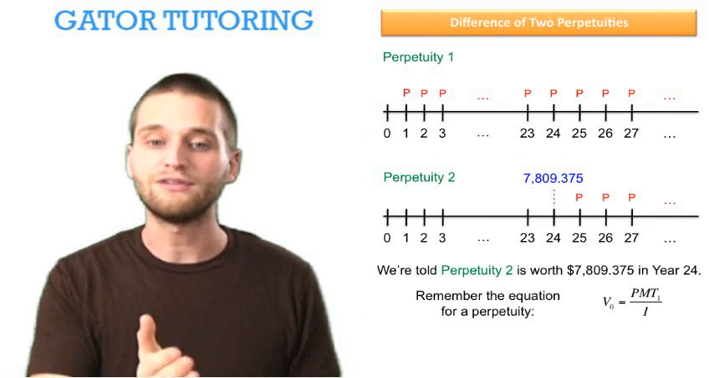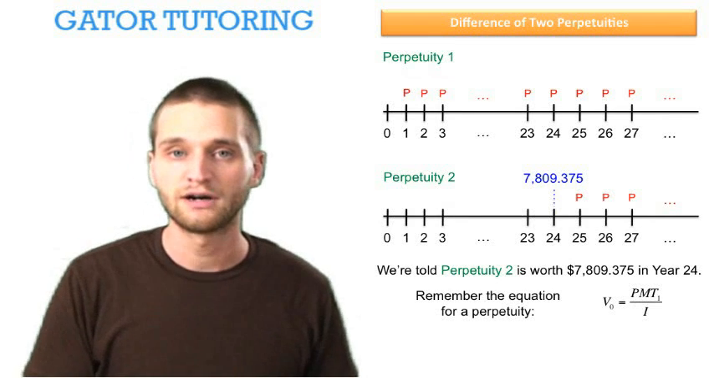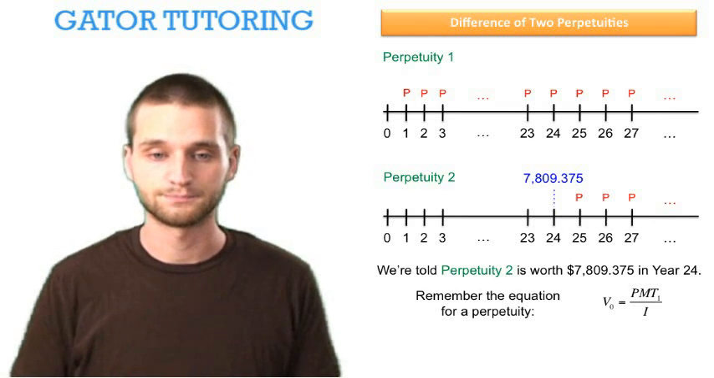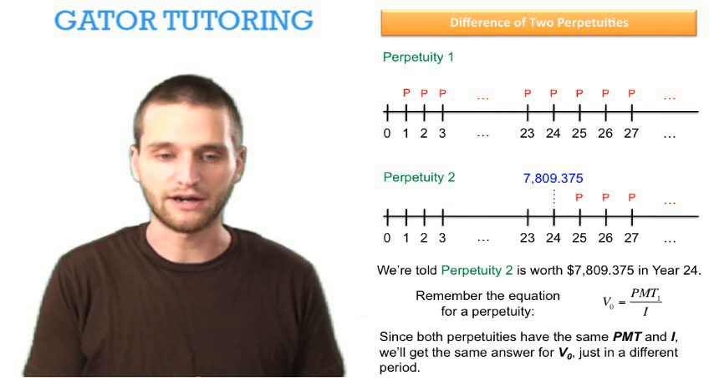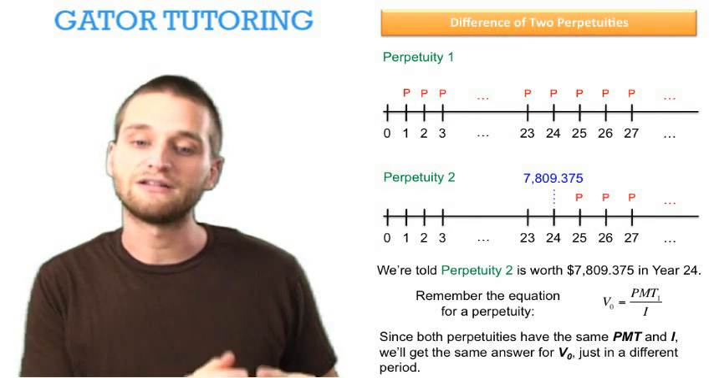So we can see the reason they give us the value of the second perpetuity in year 24 is because it's the year before the first payment. So they're using this formula. Since both perpetuities have the same payment and the interest rate, we'll get the same answer for the value in year 0, just in a different period.